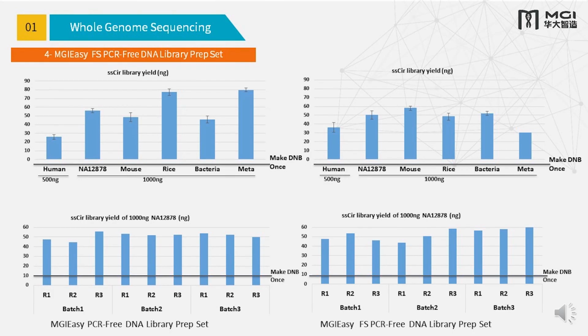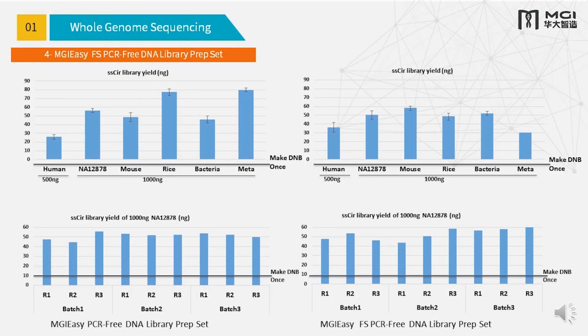You will see the same. You can see different species, and also the stability. So we compared with the, okay, this is the above-introduced PCR-free kit with carbons fragmentation. This is the PCR-free library kit with fragment DNA enzyme. So I think it's quite similar.